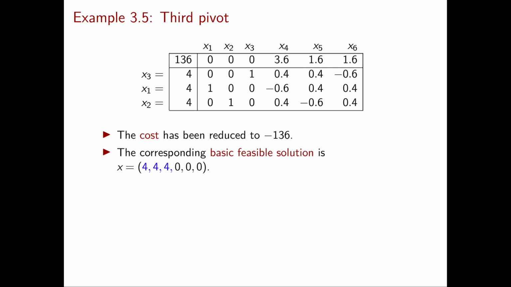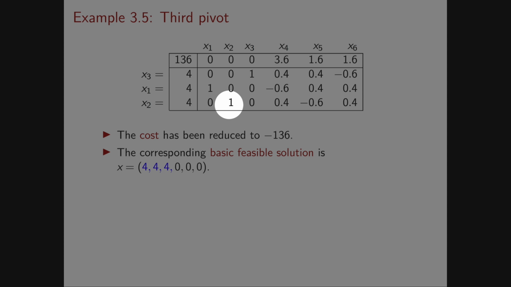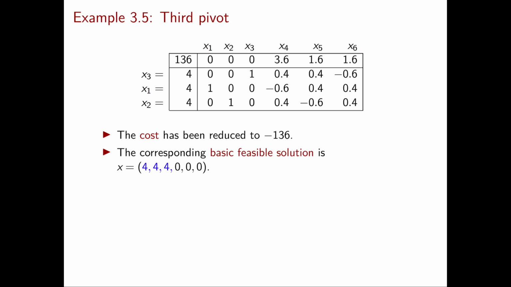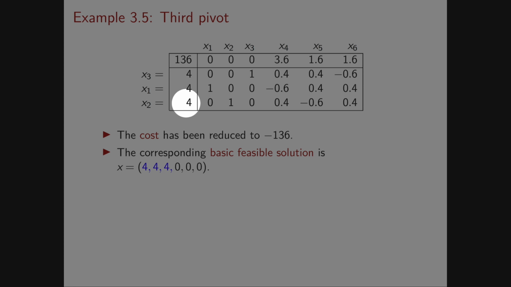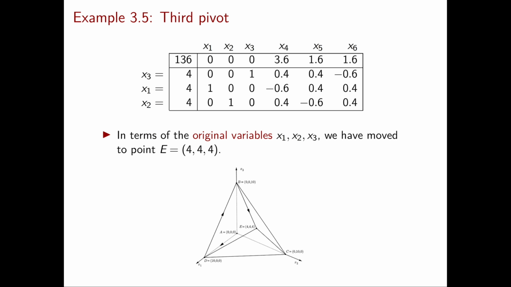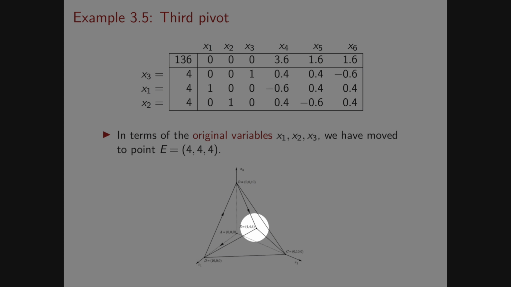In particular, our old pivot column is now the third unit vector, and we replaced x6 with x2 over here, because x6 left the basis and x2 took its place. We can see that the cost has now been reduced to -136. And the corresponding basic feasible solution is 4, 4, 4, and then 0, 0, 0 in the non-basic variables. Here it is. In terms of the original variables, we are now at the point E equal to 4, 4, 4. From the picture, we know that the vector E is optimal.